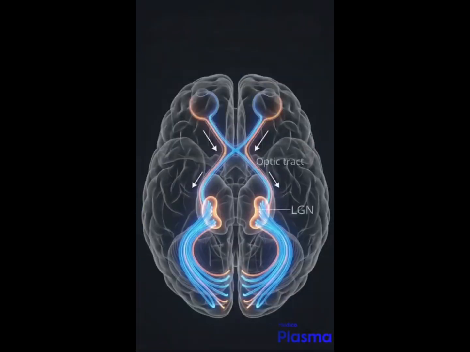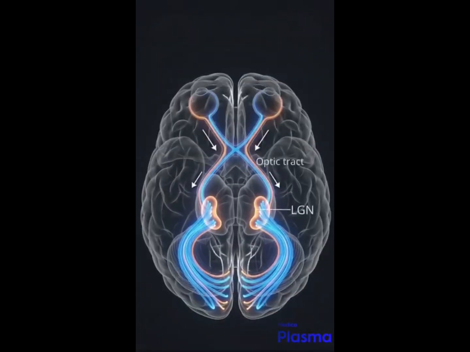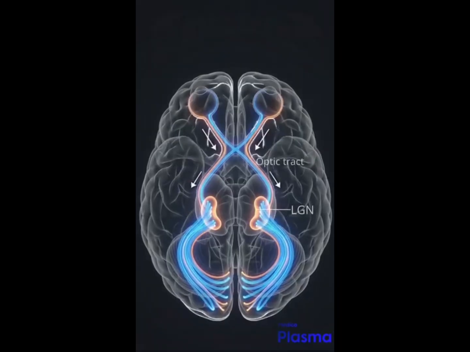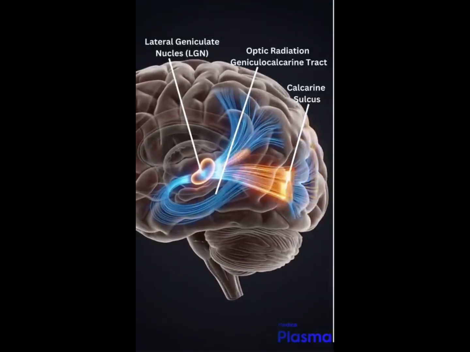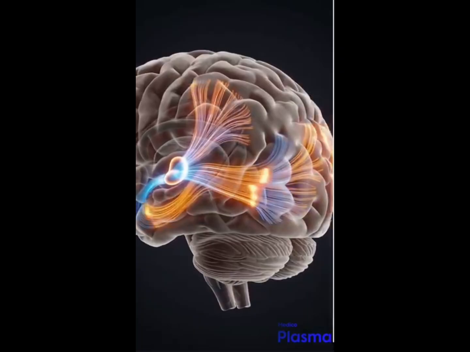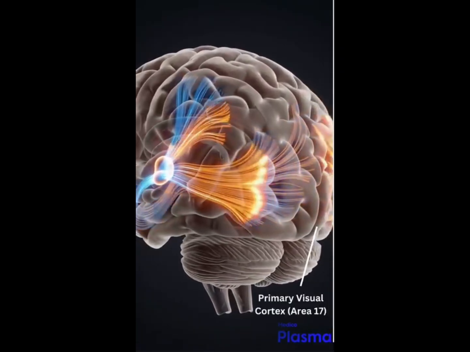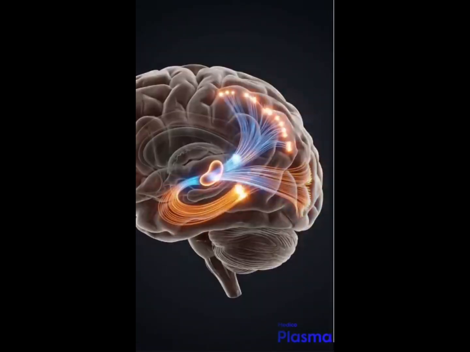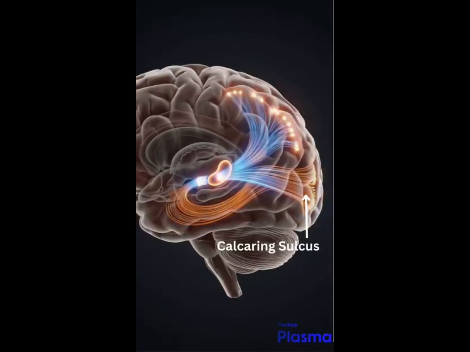eyes. Most fibers of the optic tract terminate in the lateral geniculate nucleus, LGN, of the thalamus, the primary relay station for vision. From the LGN, fibers pass as optic radiations, the geniculocalcarine tract, to the primary visual cortex, Brodmann area 17, located along the calcarine sulcus of the occipital lobe.